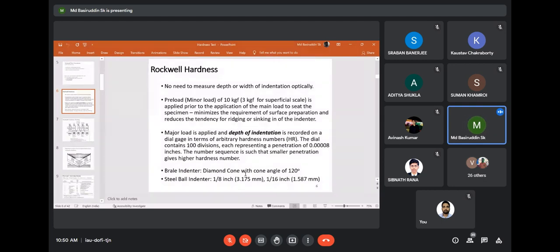So the hardness value we get for a soft material is the combination of the soft material as well as the anvil hardness. That is why we will not get the accurate hardness value for softer material. It is not that the soft material will penetrate completely, touch the anvil, and the anvil will resist further deformation.